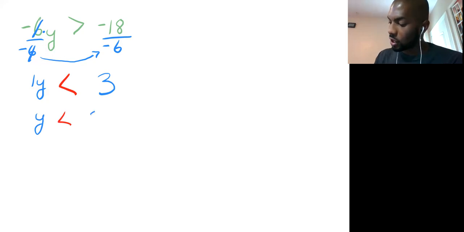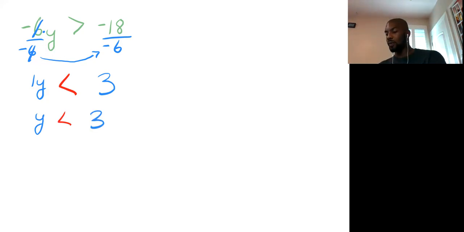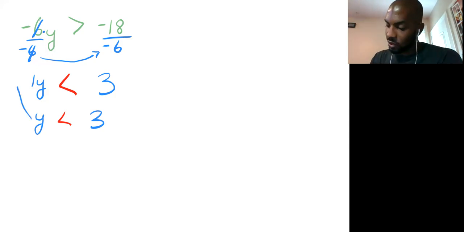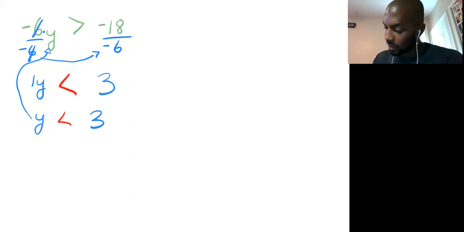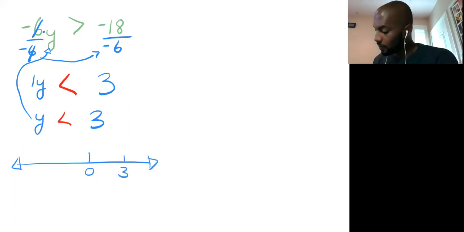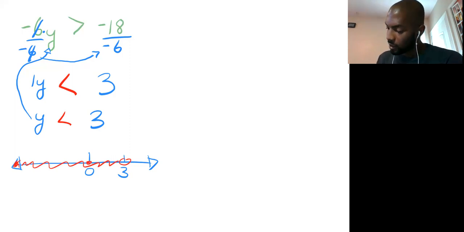So any number I choose, if it's less than 3, if I plug it back into this original equation, it should be greater than negative 18. So let's pick a number on the number line that is less than 3. What are some numbers less than 3? Well, 0. 0 is less than 3. Let's pick that number. So if y is 0, what happens?